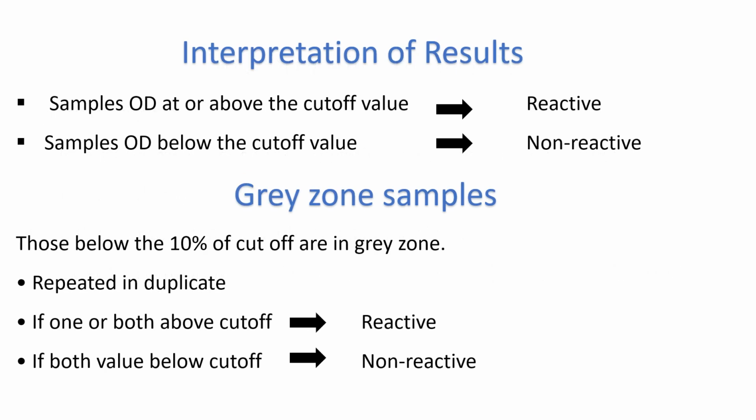Now, if the sample is at or above the cutoff value, then it is reactive. But if your sample OD is below the cutoff, then it is non-reactive. There is a term, gray zone samples. That means samples within 10% of the cutoff are in the gray zone. So your sample is showing within 10% of the positive cutoff value, so we have to repeat it in duplicate. If one or both are above the cutoff, then the sample is reactive. If both are below the cutoff, then the sample is non-reactive.